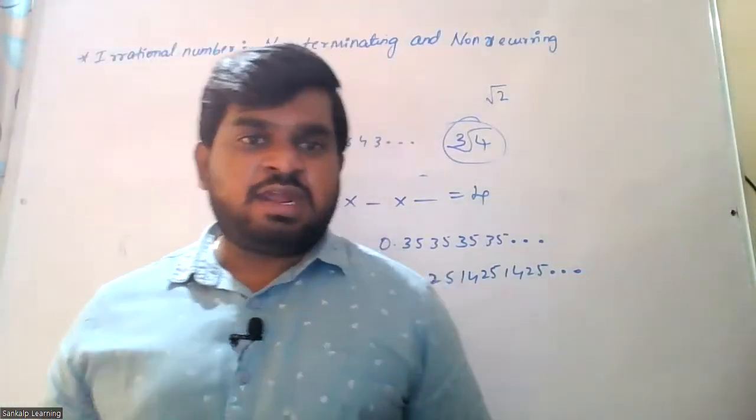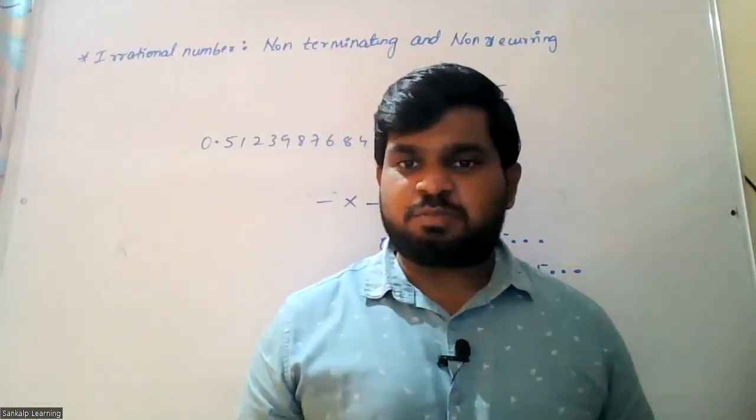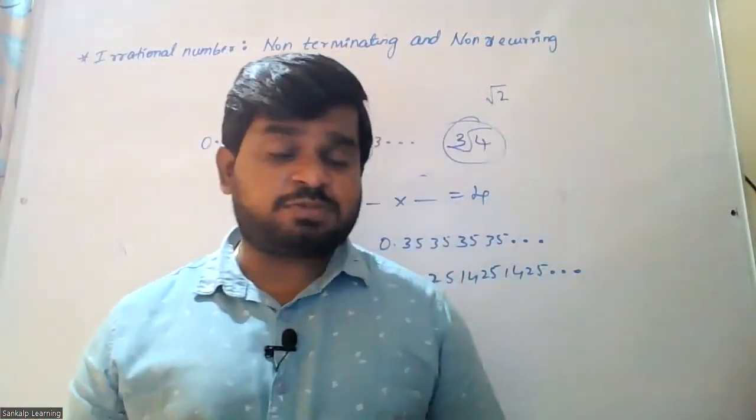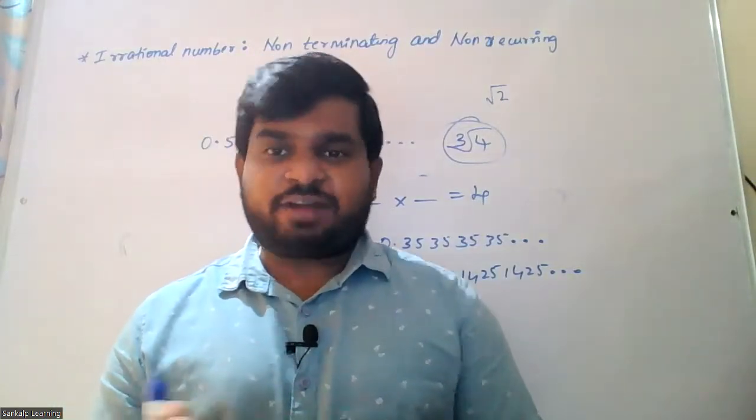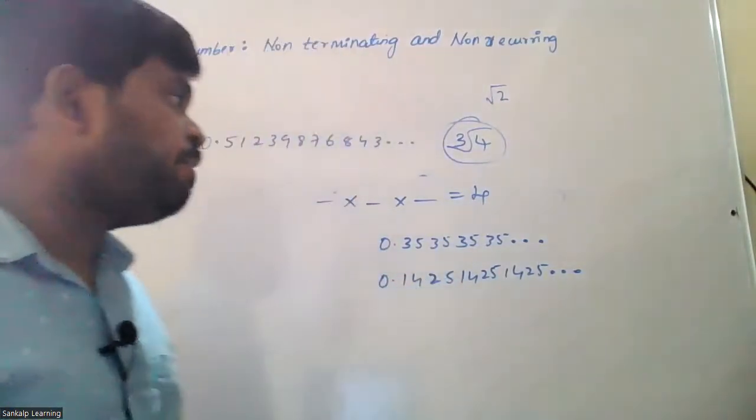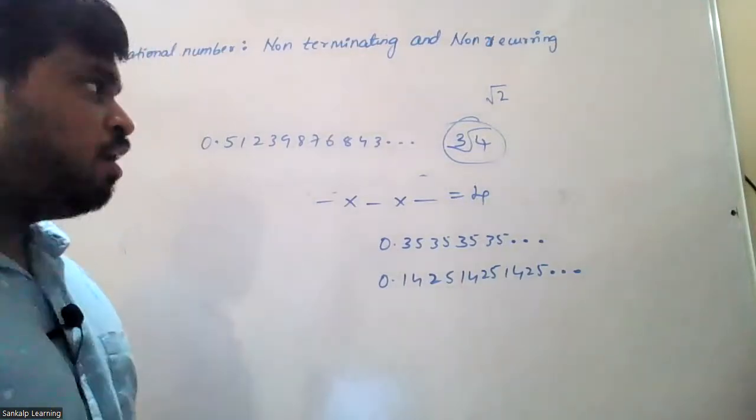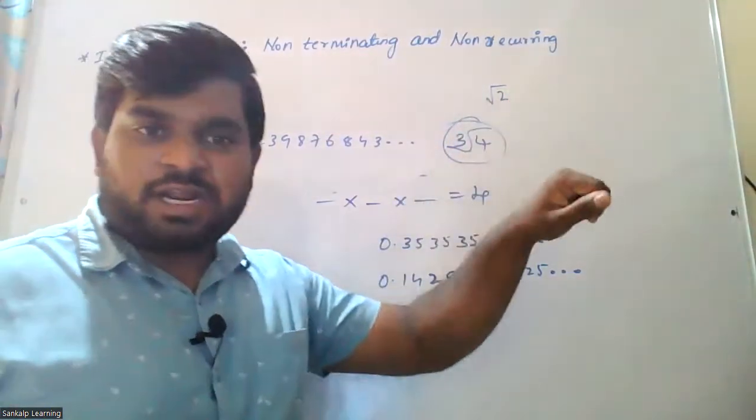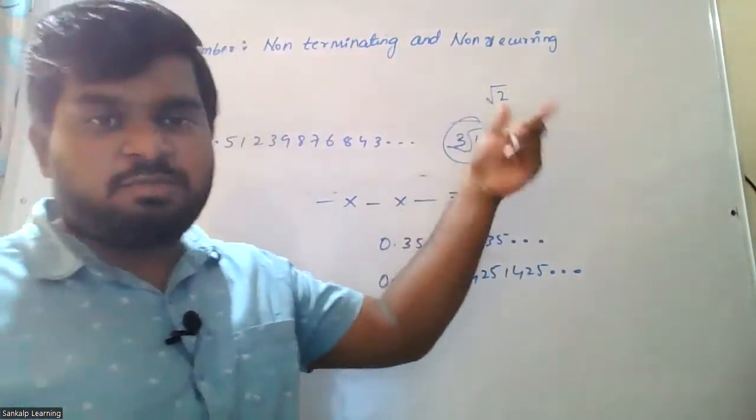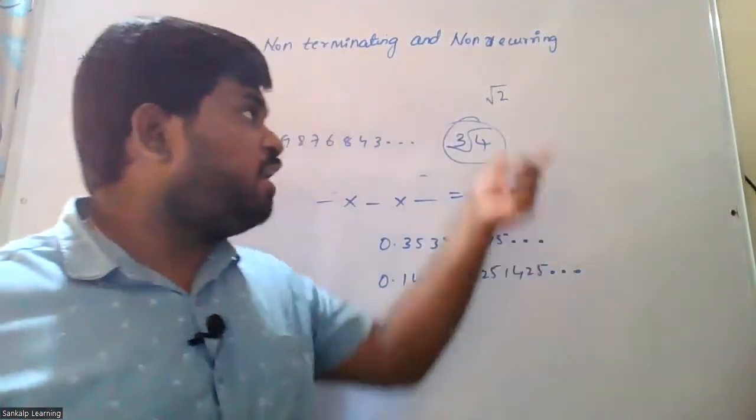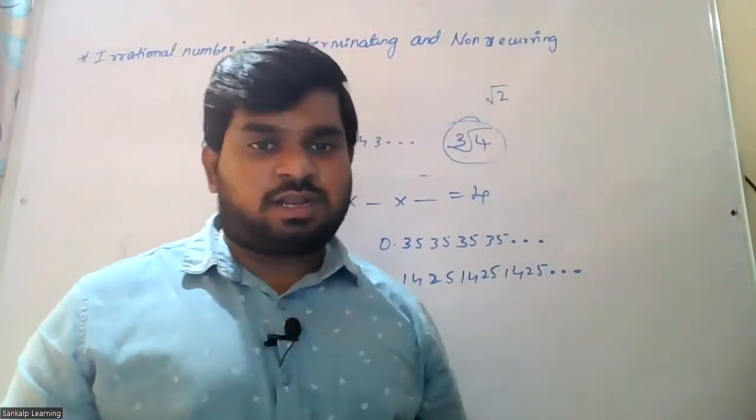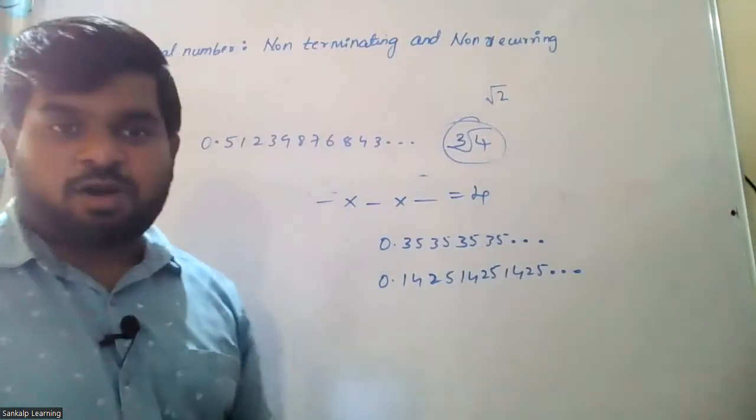So these are the different types of irrational numbers, or rather, different definitions. Now we know that root 2 is not a rational number, it's an irrational number. In this video we are going to prove it. Why root 2 is not a rational number. That's why we are going to prove it.